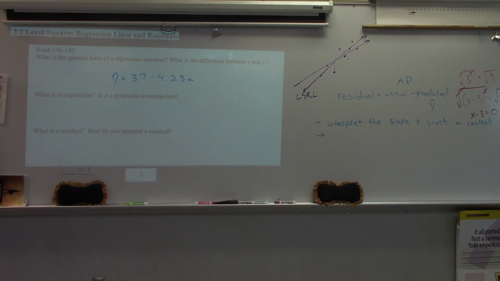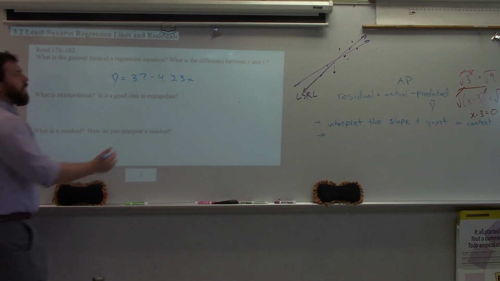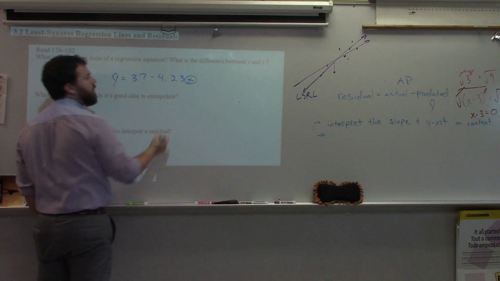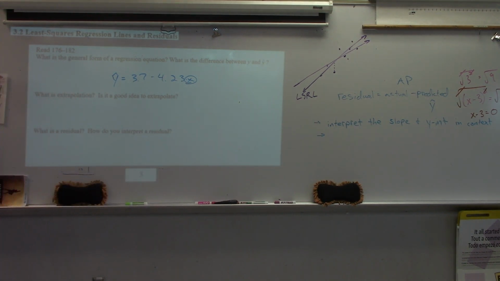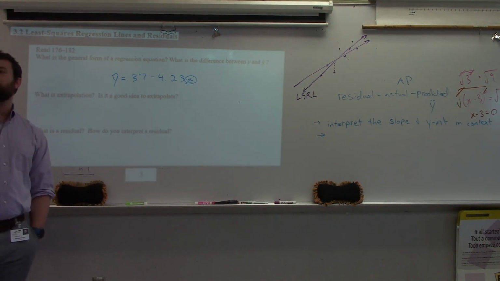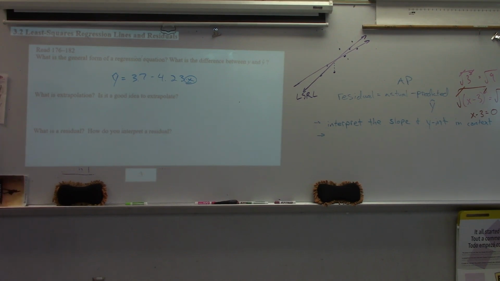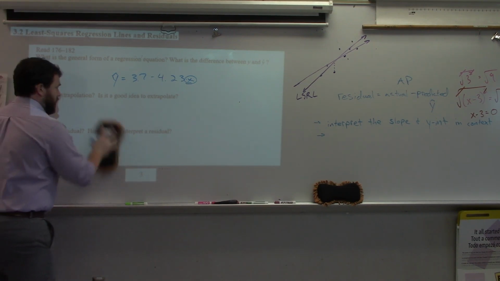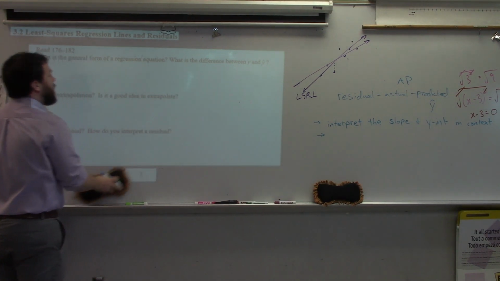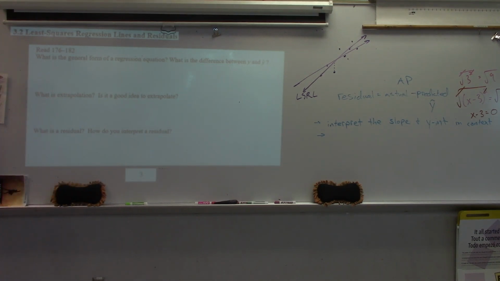How am I going to use this regression equation to get a predicted value? The independent variable is X. Thank you. You have to substitute into the x, the explanatory variable, the independent variable, to get the predicted value. That's a huge part. So, what is the general form of a regression equation? y equals mx plus b.